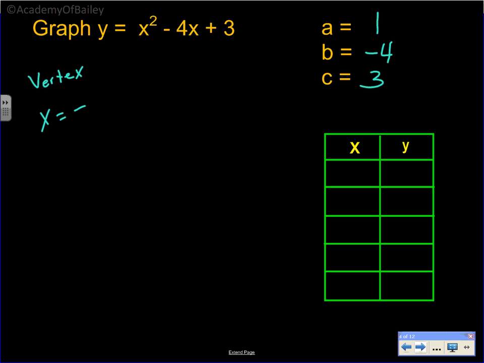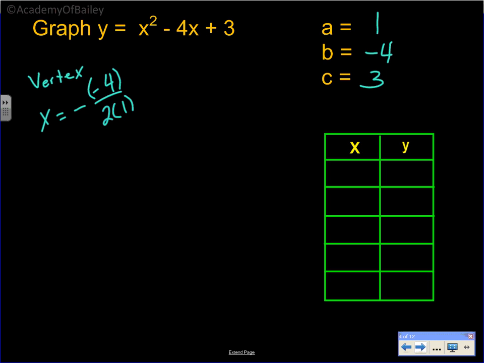Because it says x is equal to negative b. So what's b? It's negative 4, over top of 2a. And what's a? 1. That's going to be the vertex formula. I told you to have that memorized. I know it's problem number 1. You may not have it memorized, but make sure you are getting that memorized after today.